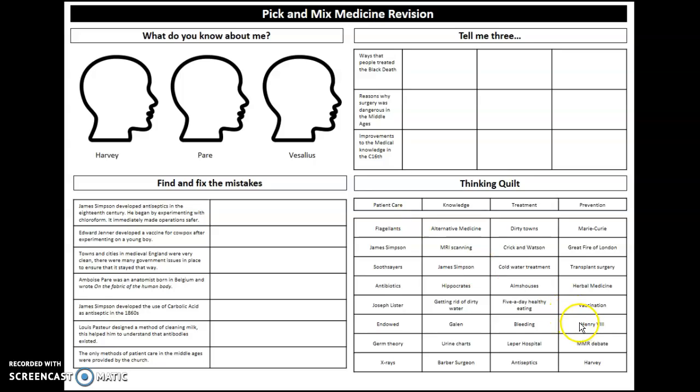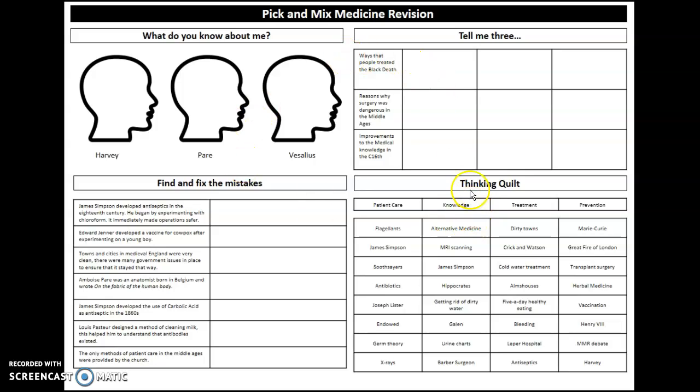Well, we might link that to Henry VIII because it was his ending of the monasteries in the 16th century which enabled patient care to develop, or caused patient care to develop in that period. Or we might also use the word endowed, would be linked to patient care. Or if we look at flagellants, well, we know that was a method of prevention for the Black Death. So I'd like you to go through all of these keywords and to colour code them to each topic.